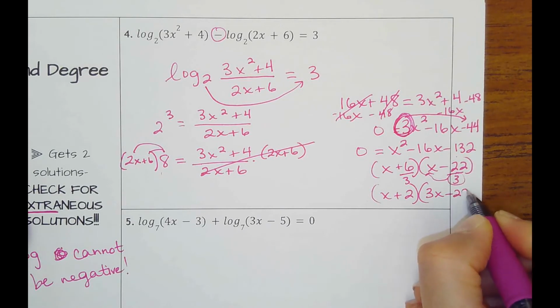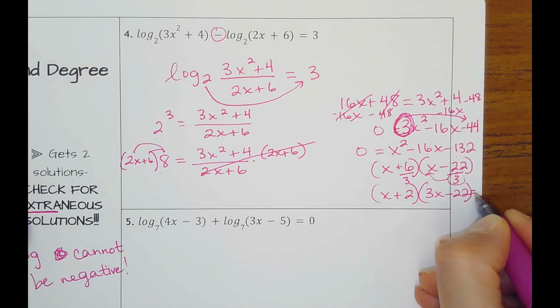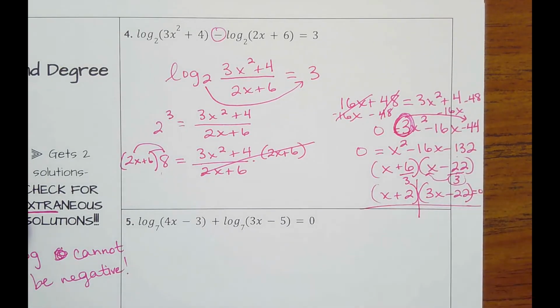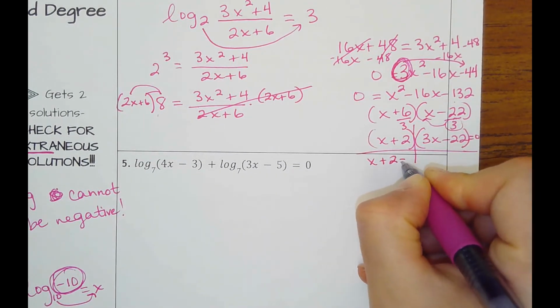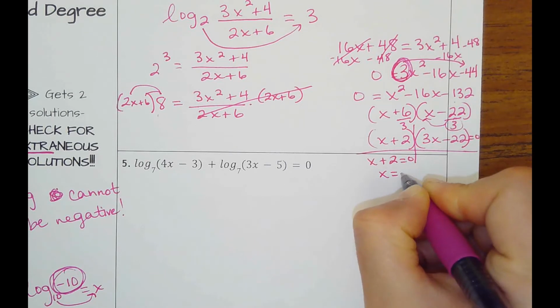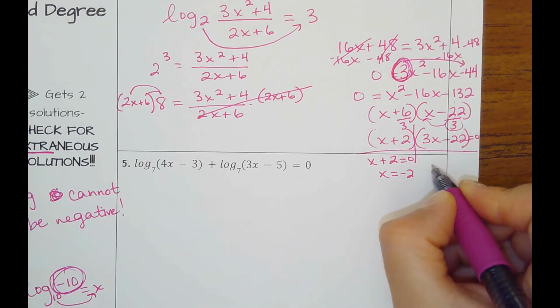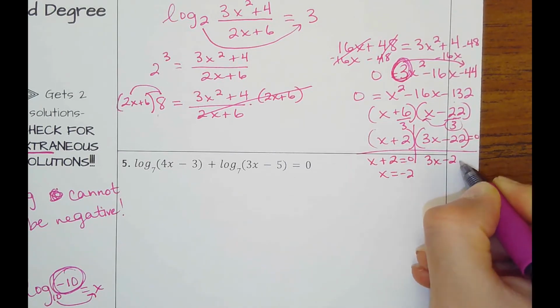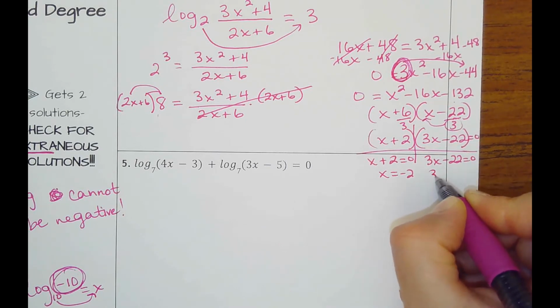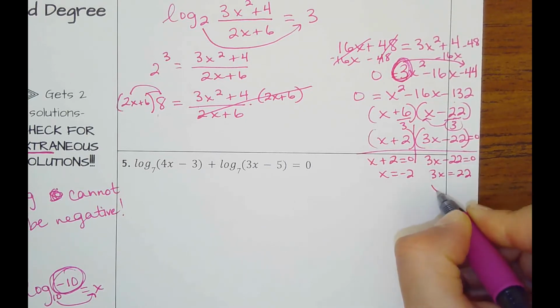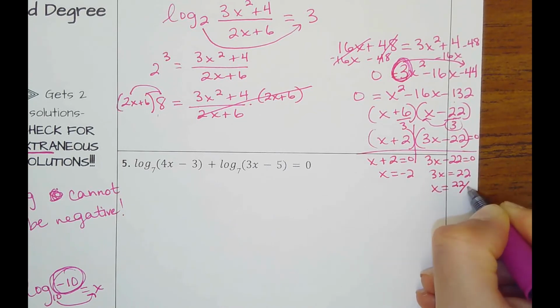3x minus 22. But this is all set equal to 0, so then you have to take each factor and get an actual answer. What number plus 2 would equal 0? Negative 2. You're subtracting the 2 over. What number times 3 minus 22 would be 0? Well, you'd add 22 over and divide by 3, so it'd be 22 thirds.